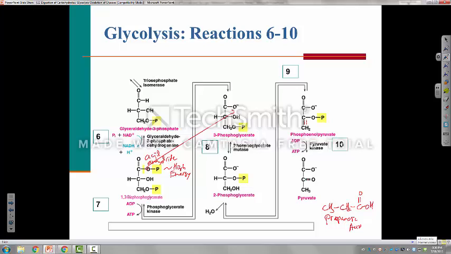What does pyruvate look like? It's pretty much the same thing, except we have a carbonyl, a ketone, on that alpha carbon, that second carbon. So there's pyruvate. So the difference here is on that second carbon. All these reactions are reversible, and they involve 2 substrate level phosphorylations.